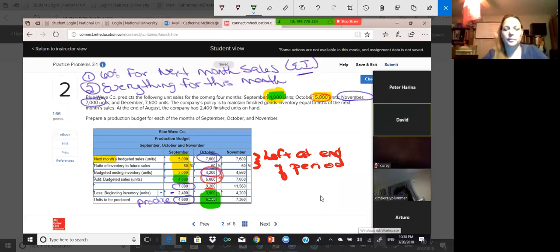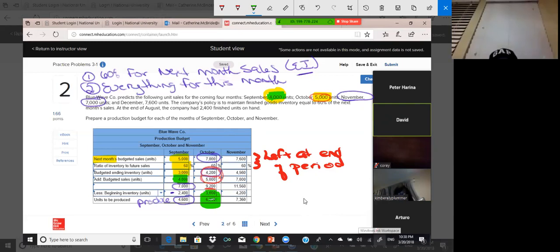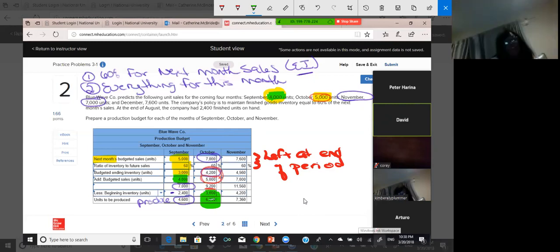Can I say something? The reason the 5,000 is there, I understand your confusion because I had it too. The 5,000 is there because when they say next month, you have to plug in whatever the total is for October. So the 5,000 corresponds with October. That's why they put it there instead of the 4,000, because that next month budgeted sales is looking for the 5,000. Okay, I see.